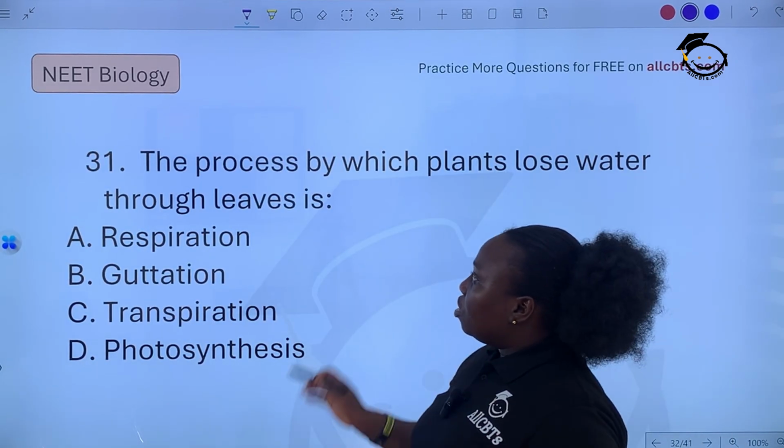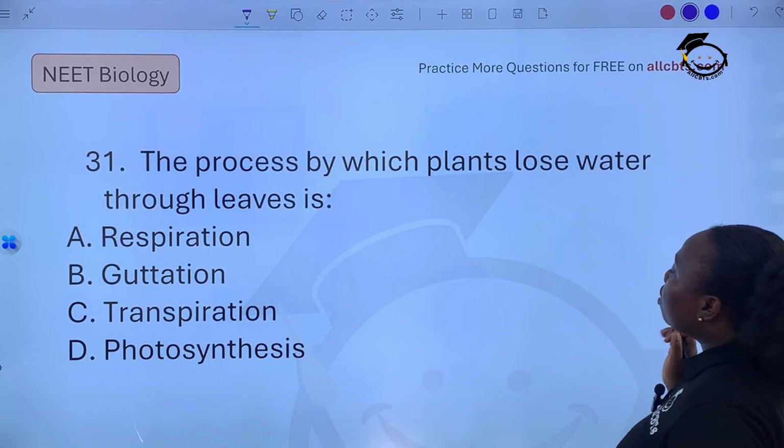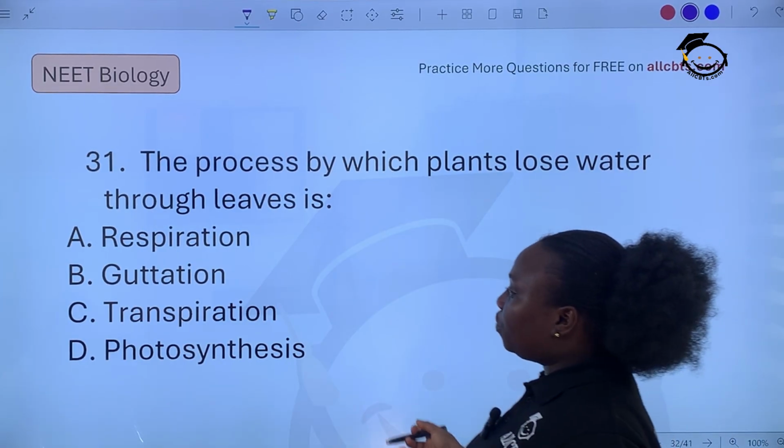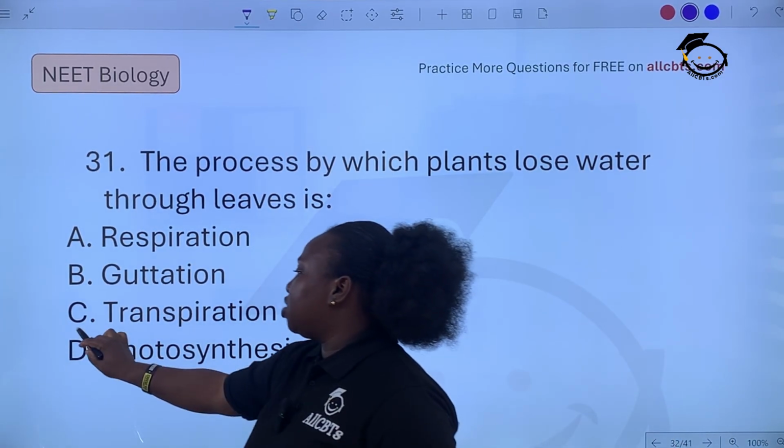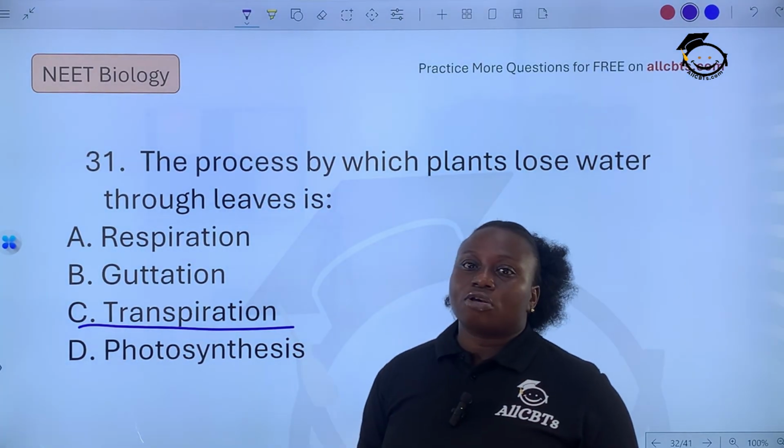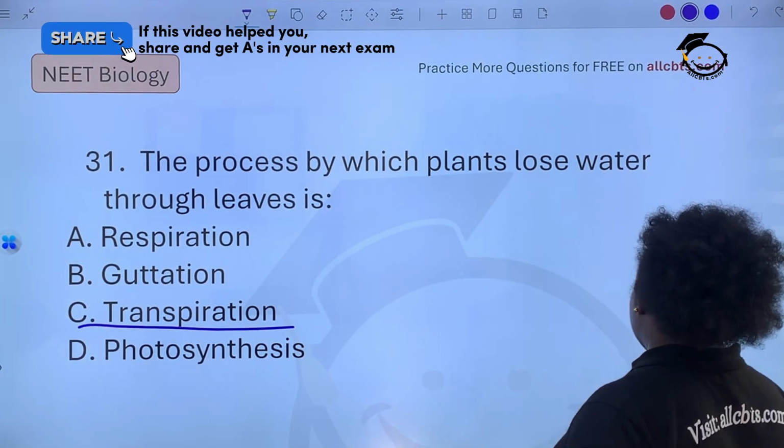Number 31, the process by which plants lose water through leaves is called transpiration. It is the upward loss of water from plants.